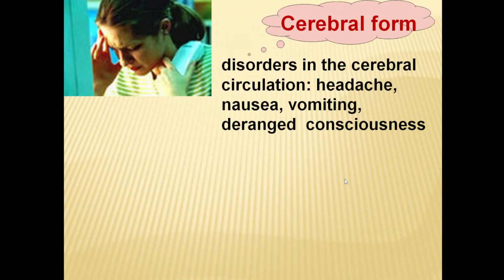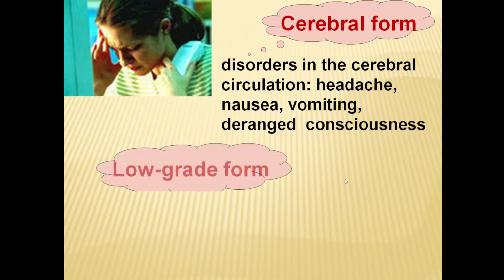Cerebral form, when in the first plan there will be signs of disordered cerebral circulation, such as headache, nausea, vomiting, sometimes deranged consciousness, but again, it must be correlated with blood pressure or with pathology of the heart. And again, I remind you why it is needed to examine the patient completely, especially if you see the patient for the first time.